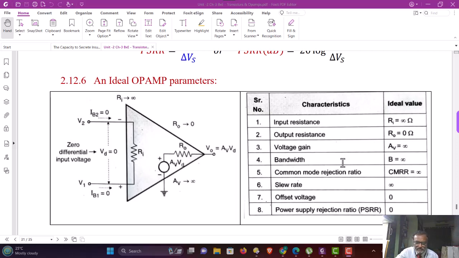The bandwidth provided by the ideal operational amplifier, BW, is equal to infinity. The common mode rejection ratio is infinity. The slew rate is infinity. The input offset voltage or total offsets in the operational amplifier, which is considered to be ideal, is 0. The power supply rejection ratio is 0.